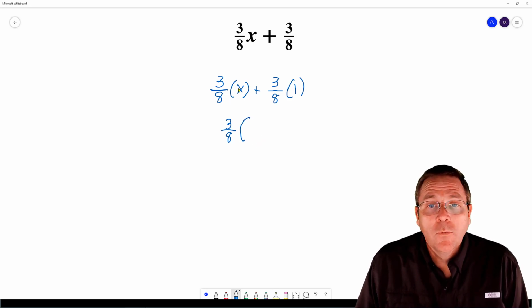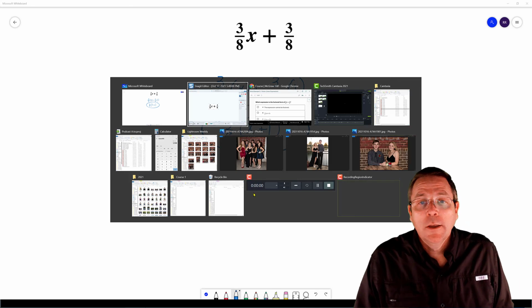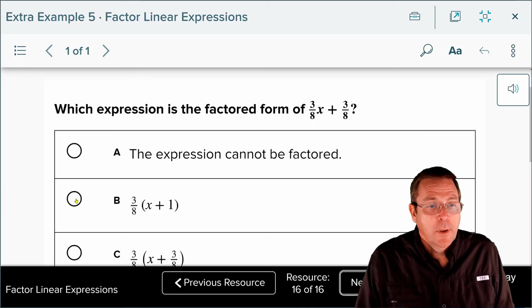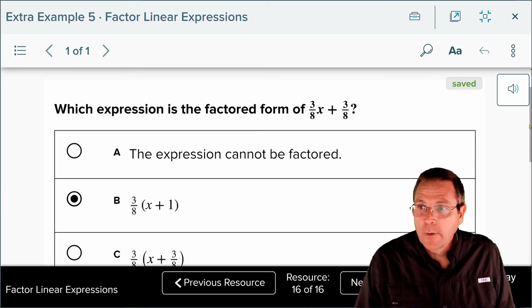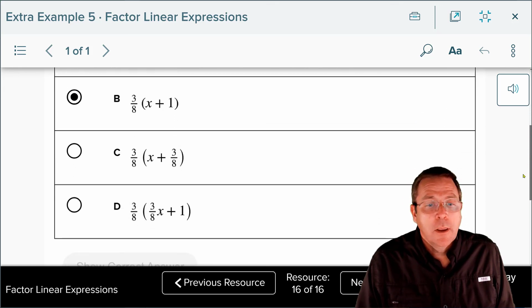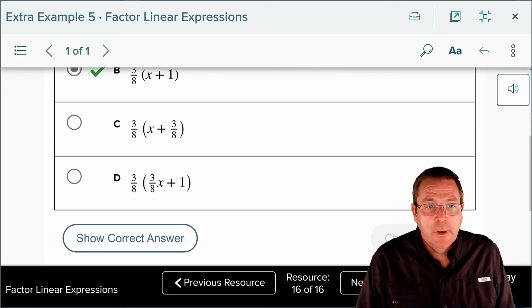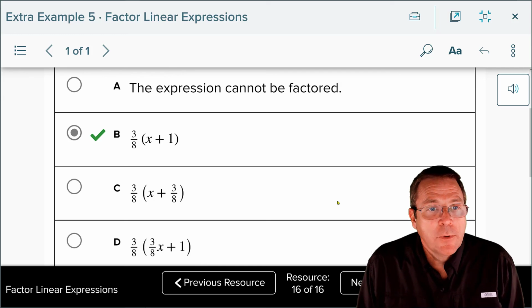And then we're going to take what's left, the x plus the 1, and right there is going to be your final answer: 3/8 times the sum of x and 1, which B works for that one. It can be factored, and yep, B's the only correct answer. We got the happy check mark there.